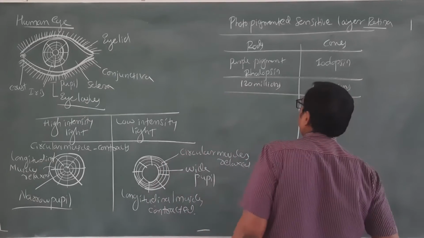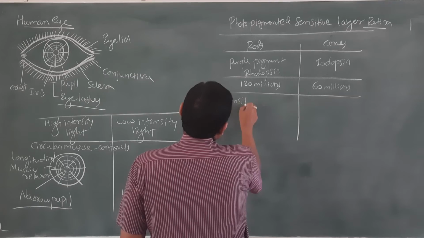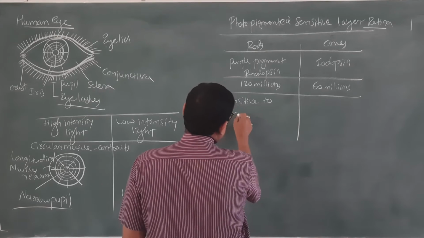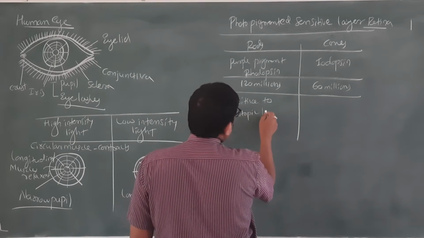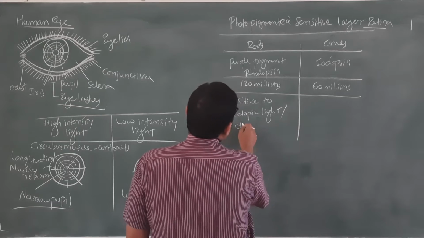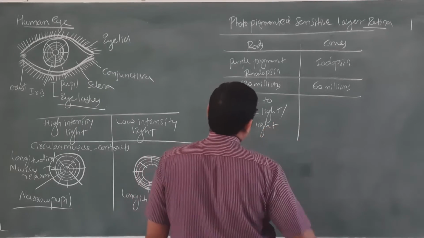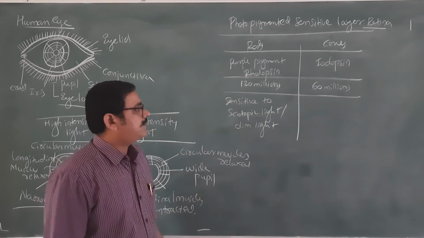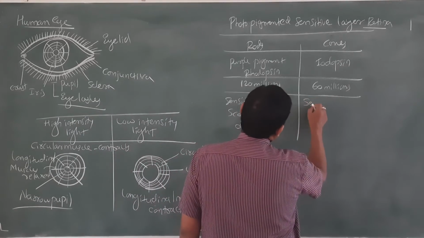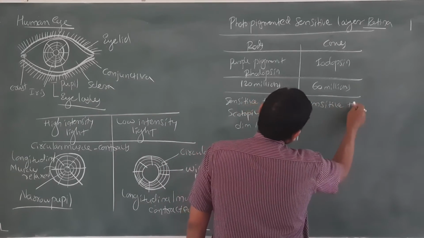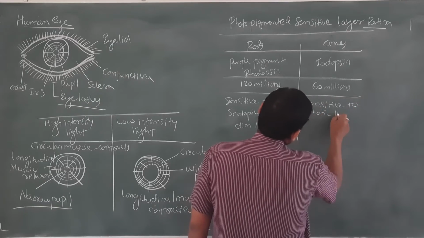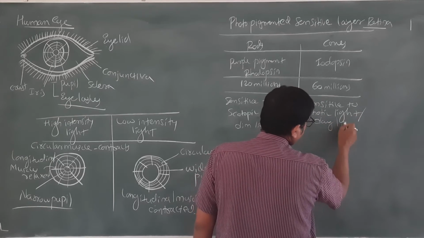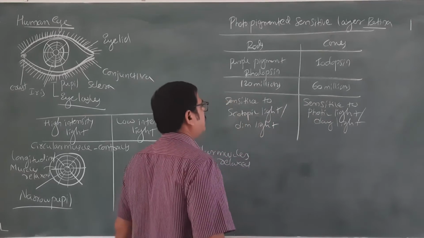Rods are sensitive to scotopic light or dim light, whether it is early morning or late evening. Mainly the rods are very active then. Cones are sensitive to photic light, or daylight or bright light.